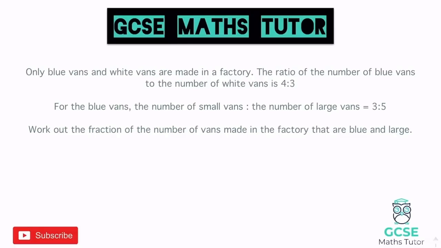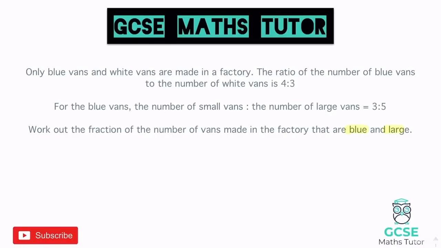So this question on the screen here, it says only blue vans and white vans are made in a factory. It says the ratio of the number of blue vans to the number of white vans is 4:3. And it says for the blue vans, the number of small vans to the number of large vans is 3:5. Work out the fraction of the number of vans made in the factory that are blue and large. Okay, so we're looking at these ones that are blue and large.